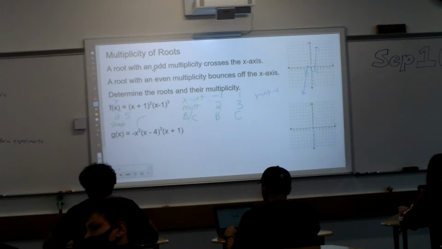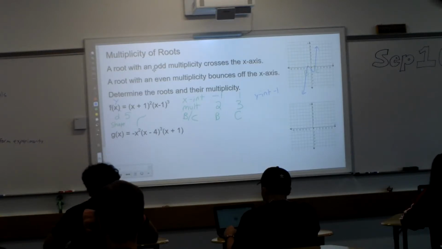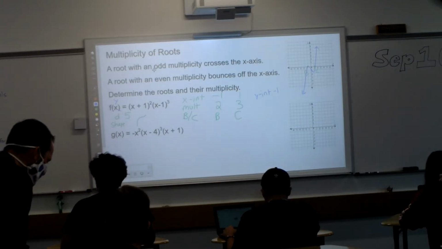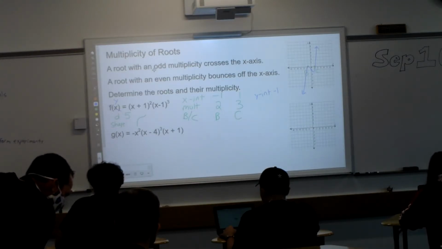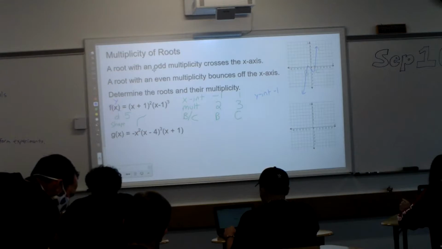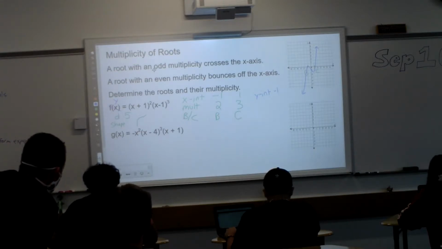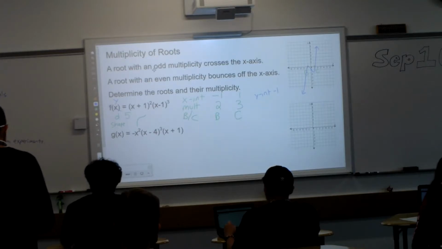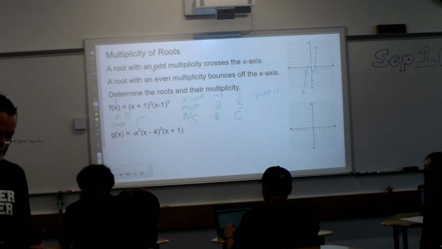Y equals, and then do the parentheses, x plus 1 squared, and then x minus 1 cubed. How does it look? You look pretty good? It's kind of zoomed out. You know how to zoom in? That was pretty good, right? Let's see if it looks okay. Yeah. That looks great. Good job.